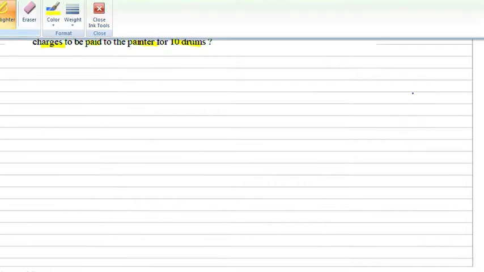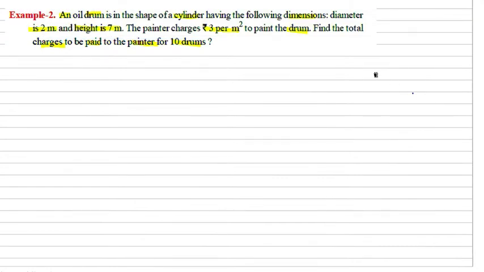Here we are going to find the total surface area of the cylinder and multiply with 3 rupees. Why? Because here the cost they have given is 3 rupees per meter square. It is for 1 drum. Now here we are going to find for 10 drums. So after getting this answer, you should multiply with 10. Then you will get the cost of painting the 10 drums.